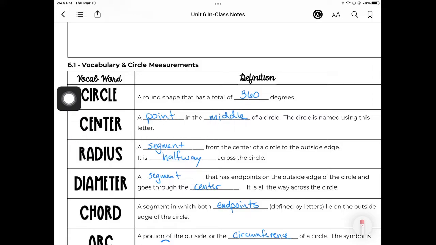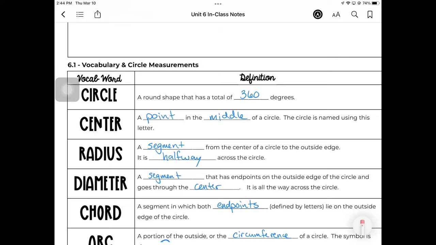talking about different things. So the first thing we want to talk about are circles, and we want to learn some new verbiage and vocab words when we talk about circles. Some of this might be a review for you, but some of it might be pretty new. A circle is just a round shape that has a total of 360 degrees. Okay, so we're going to use that quite often. We'll use that 360 to help do other measurements and find other measurements.